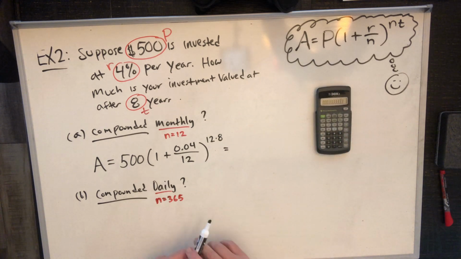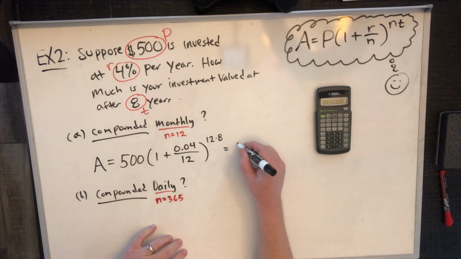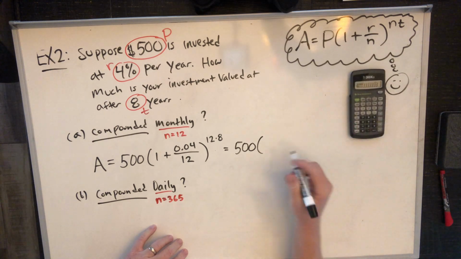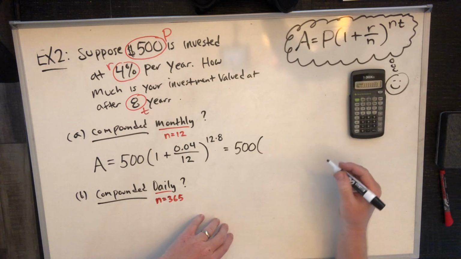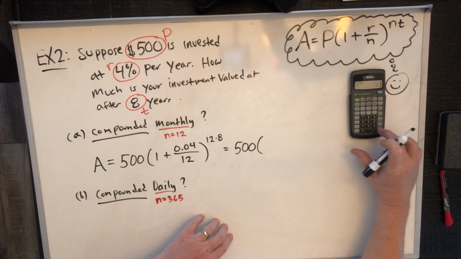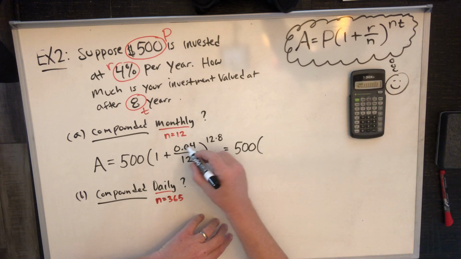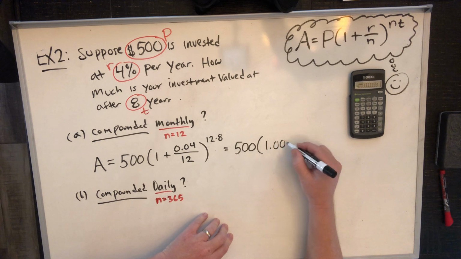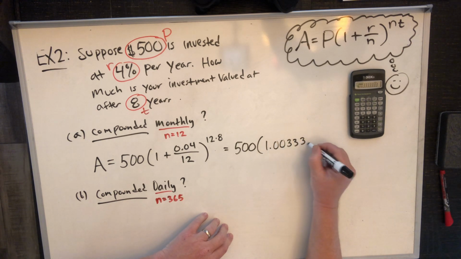That's going to be a repeating decimal. We're going to have to be a little bit careful with that. Let's keep the entire thing on the screen. So 4% divided by 12, and then plus 1 is 1.00, and then an infinite string of 3s.